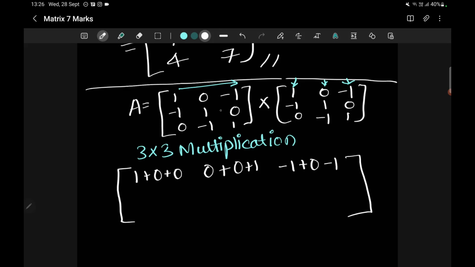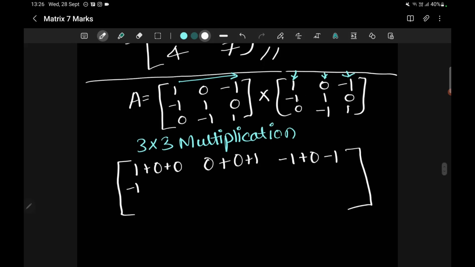Then we will multiply this whole row with these three columns now. 1 into minus 1 is minus 1. 1 into minus 1 is minus 1. 0 into 0 is plus 0. Minus 1 into 0 is 0. 1 into 1 is plus 1. 0 into minus 1 is 0. Minus 1 into minus 1 is plus 1. 1 into 0 is 0. And 0 into 1 is 0.